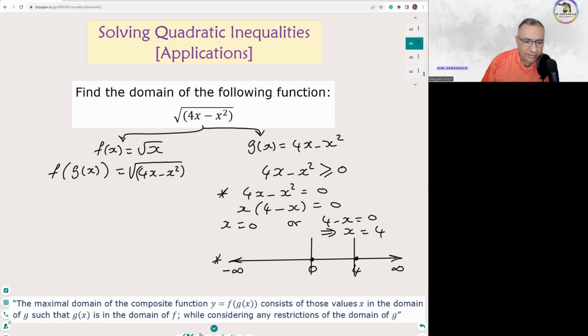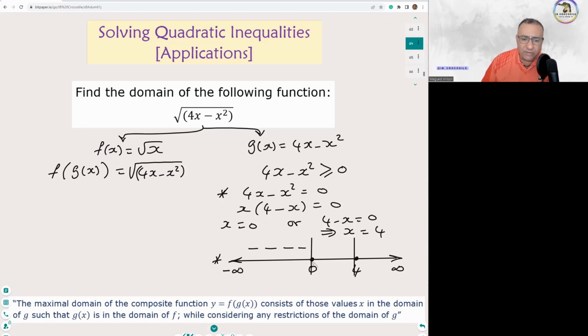So let's pick a point below 0, -1, for example. If you put -1 in this expression, -1 to the power of 2 is just 1, and here it is going to be -4, so -4 - 1 is -5. So this section here is going to be a negative section.